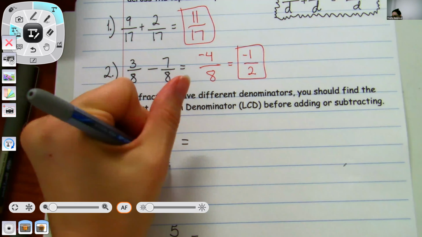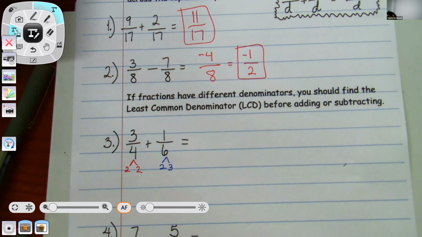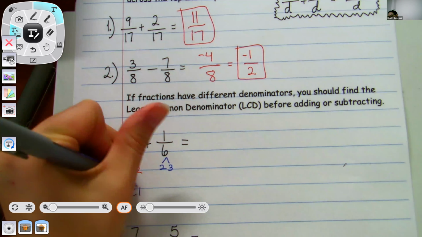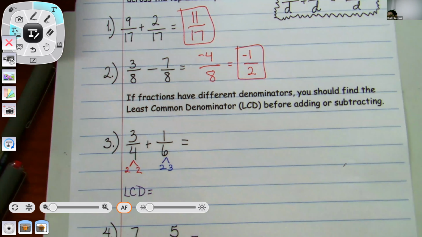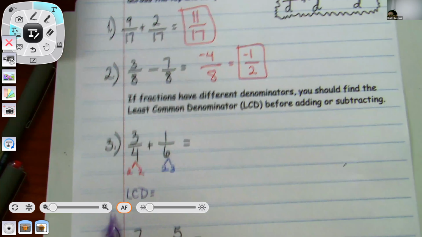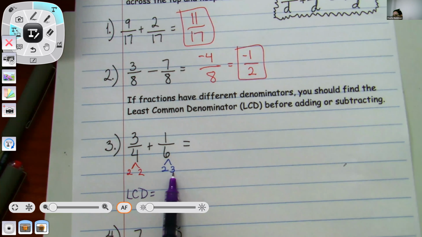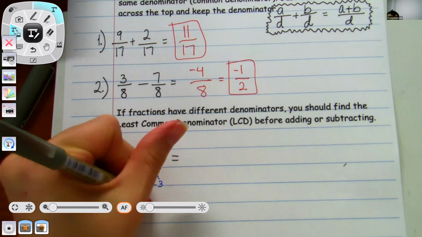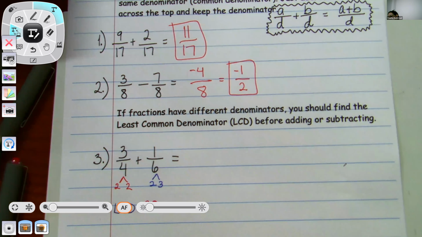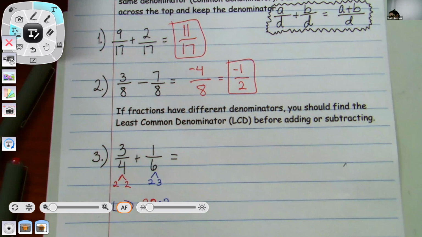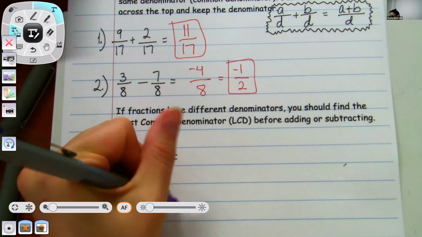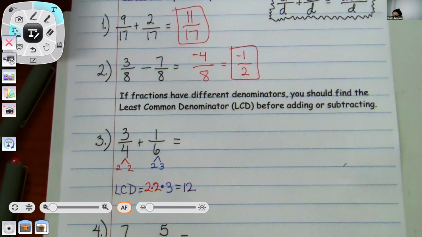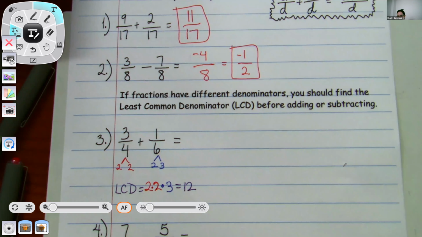So for your LCD, you would have to have at least 2 factors of 2 and 1 factor of 3. So your LCD, you would do 2 times 2 times 3, and that would equal your LCD. So that equals 12. Okay, so it's the smallest number that both 4 and 6 divide into evenly.